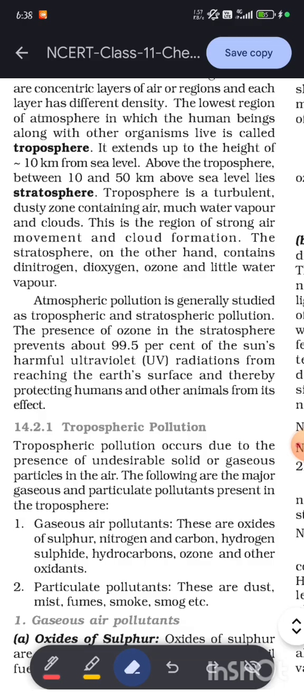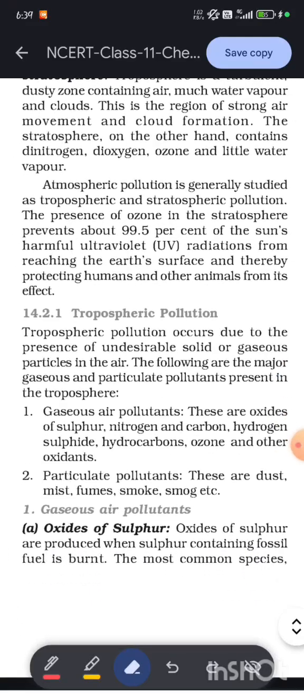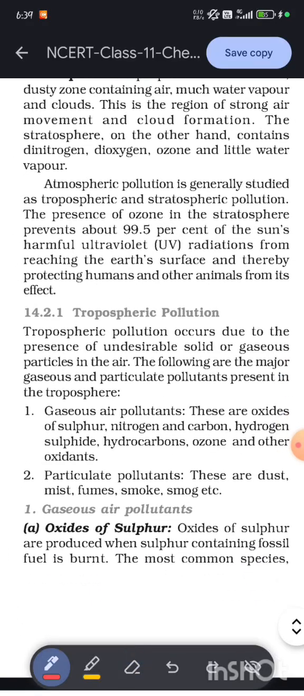The presence of ozone in the stratosphere prevents about 99.5% of the sun's harmful ultraviolet (UV) radiations from reaching the Earth's surface and thereby protects humans and other animals from its effect. Then we will study tropospheric pollution.